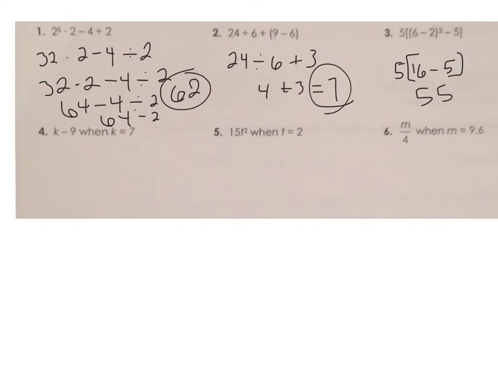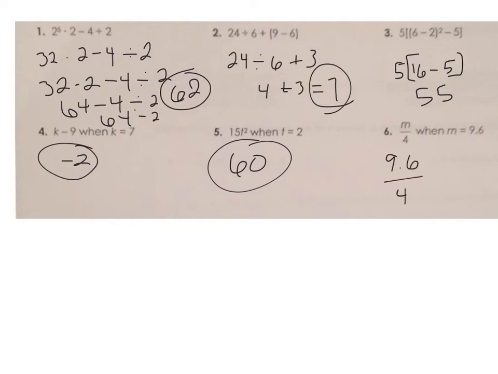Number 4, we're going to evaluate when k is equal to 7. 7 take away 9 is negative 2. Number 5, when t is equal to 2. 2 squared is 4. And 4 times 15 is 60. Number 6, when m is equal to 9.6, I get 9.6 divided by 4. Let me grab my calculator. And that gives me 2.4.